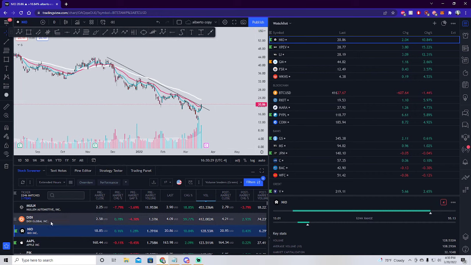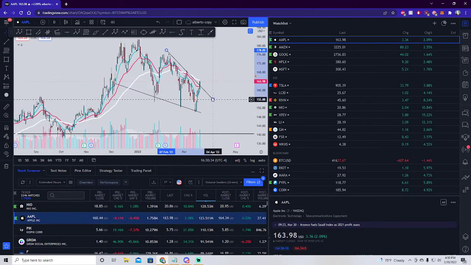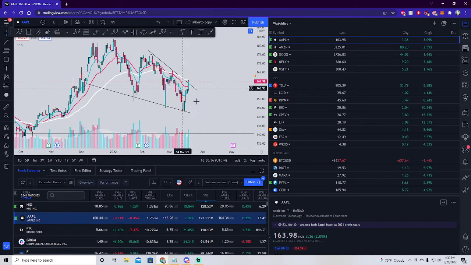And this is a screen that I really like to do. So I'll look at all these names. Apple, another name that looks pretty good. I already have this one charted out. You can see it had a good amount of volume, definitely above average. It's right at the 50 EMA, so if it can break through, it can definitely continue higher. It also has a little bit of a gap to fill.